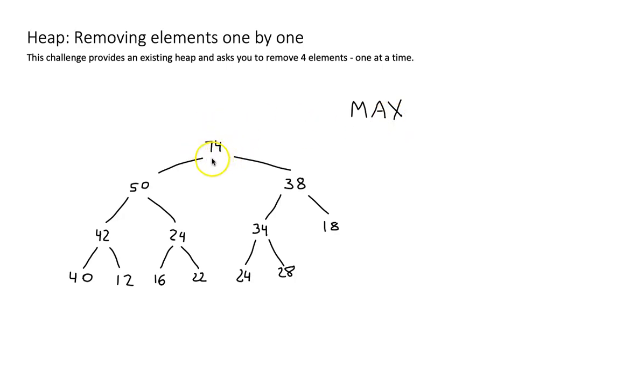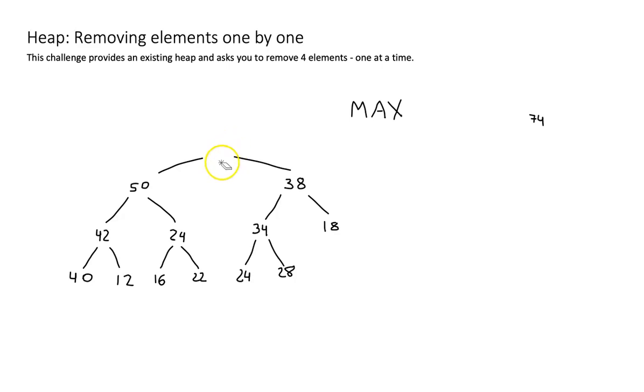So we're going to remove the root. In my case, that is 74. I'm going to just write this down to keep track how many elements I have already removed. I have 74. I'm going to remove it, and now I have a hole here. Now, one of the important properties of a heap is that it is complete. Each level needs to be complete, including the root.